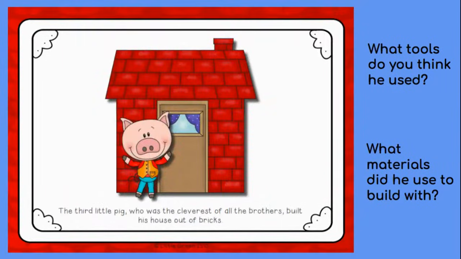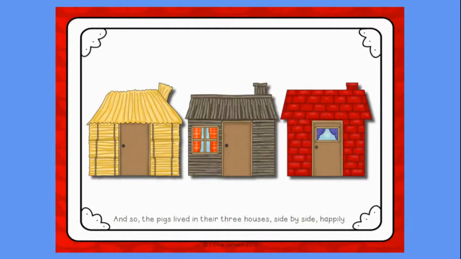The third little pig, who was the cleverest of all the brothers, built his house out of bricks. The tools he would use would be things like a spatula to put the cement in between the bricks. The materials he used: bricks, wood for his doors, what that looks like. And so the pigs lived in their three houses side by side happily.